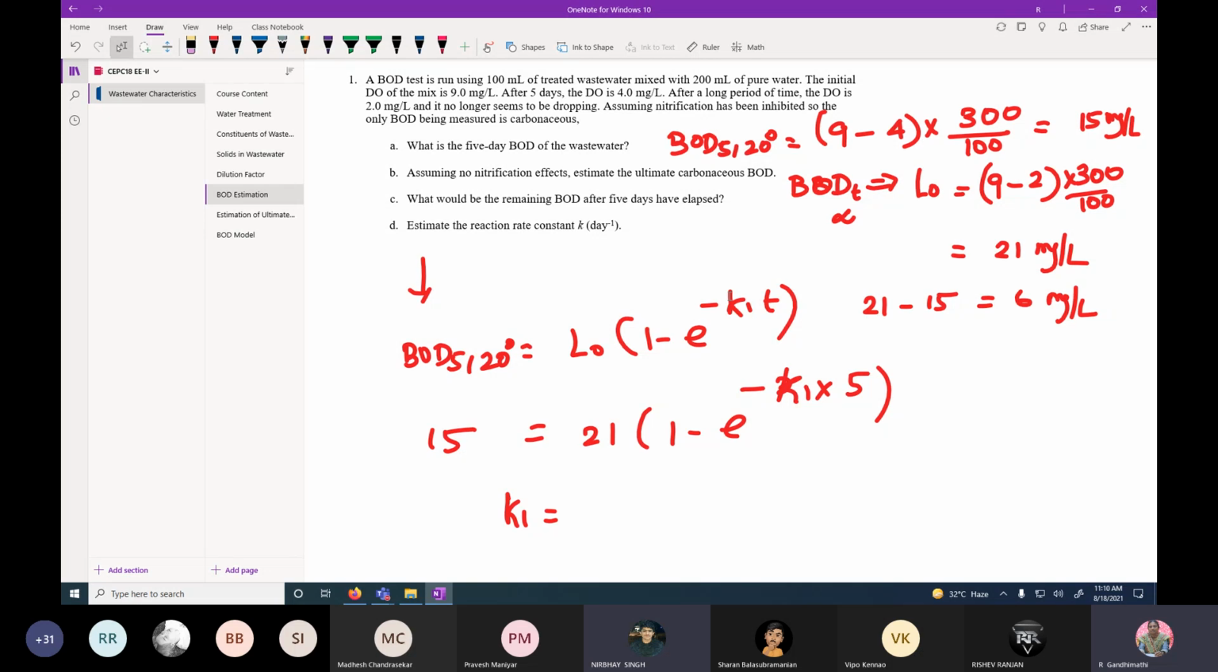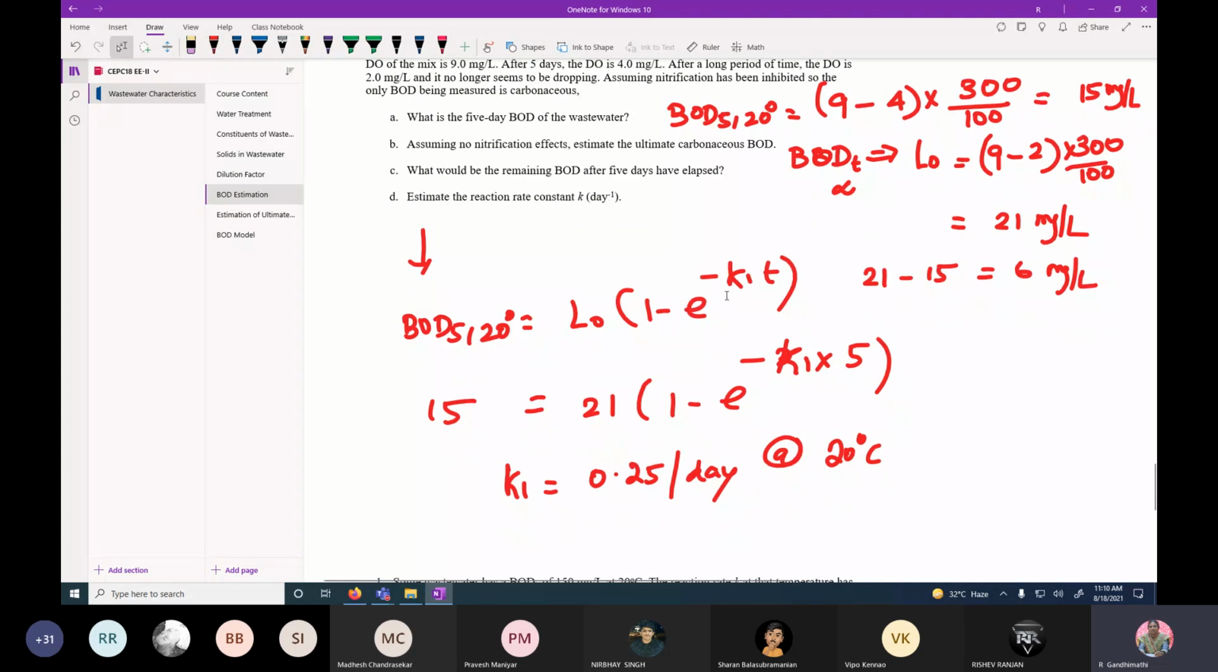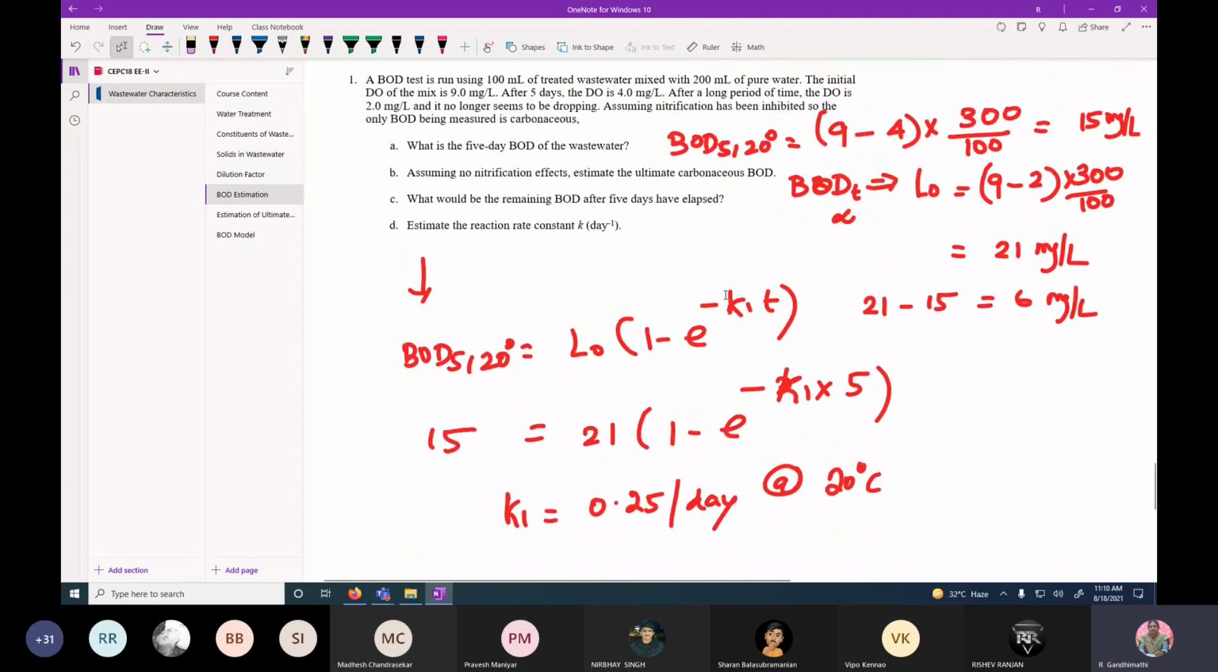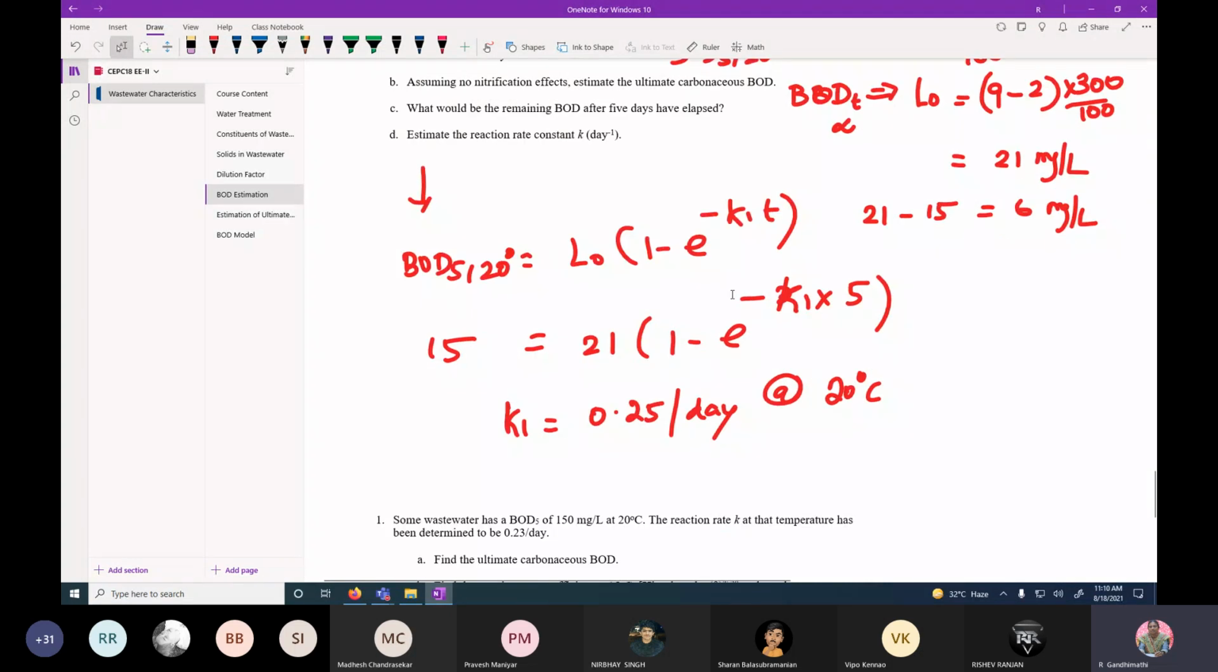M 0.25, at 20 degree temperature. Okay. Can you just find out what will be the BOD using this value? Can you find out BOD 8,27? That is the next question.